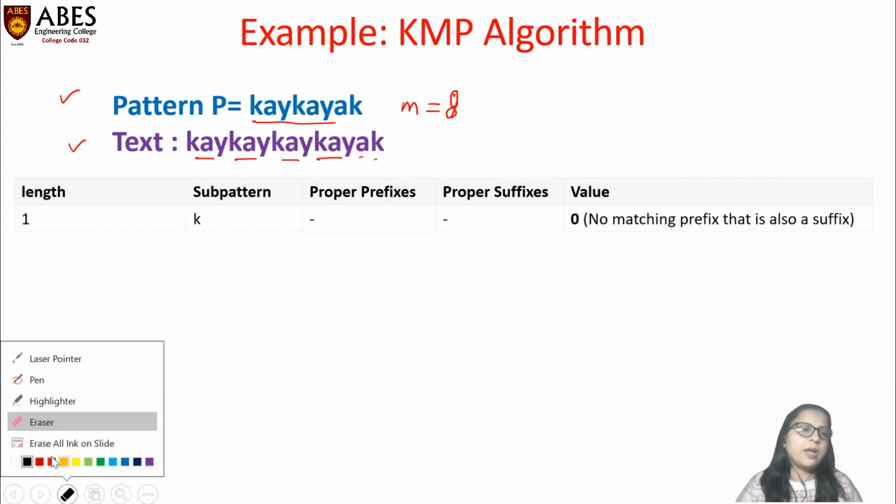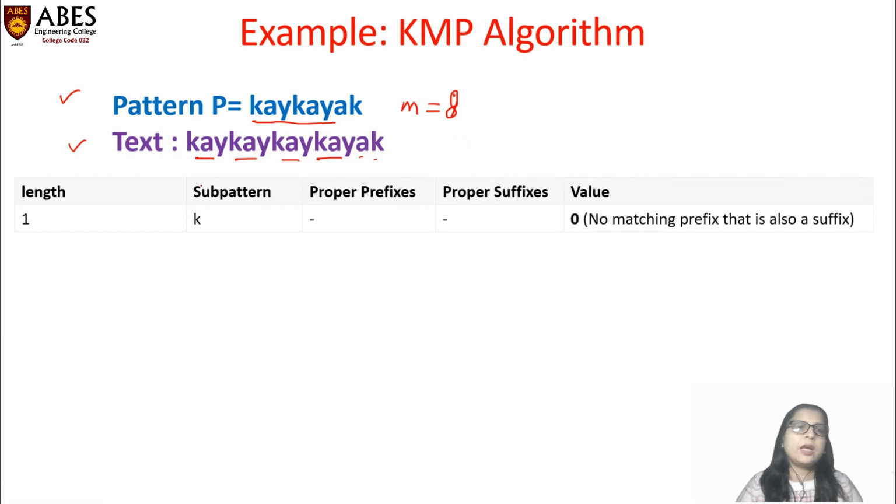We'll see the values are basically how many characters we see: 1, 2, 3, 4, 5, 6, 7, 10, 11, 12, 13, 14. There are 14 characters in it. So we'll take different sub-patterns from pattern P of various lengths. So we'll take a sub-pattern of length 1, then 2, then 3, then 4, then 5, 6, and 7.